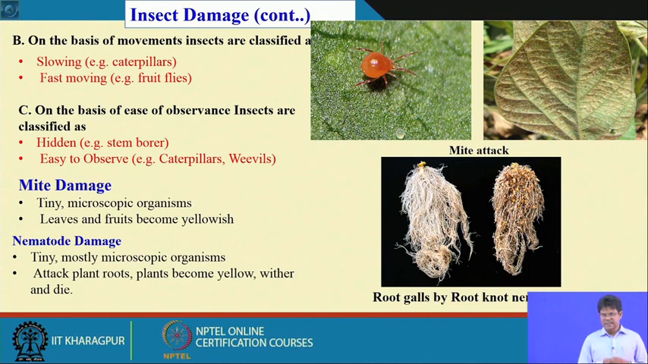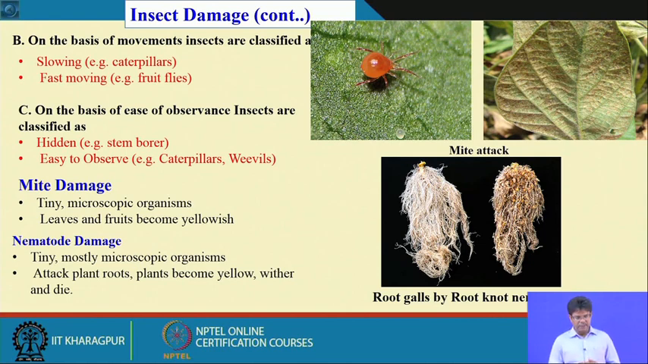So, there are some insects that cause damage, classified on the basis of movement, such as slow-moving ones like the caterpillar, or the fast-moving fruit flies that you discussed. Fruit flies cause damage in the fruits; they puncture the fruits and make the fruits rot, and the caterpillars have very slow movements.